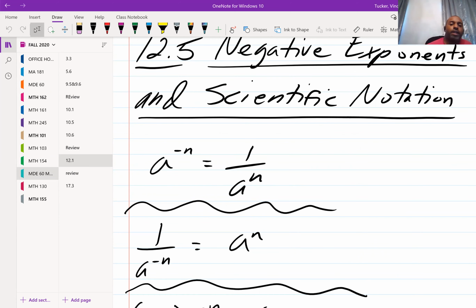If we have a to the negative n power, to make it positive, I can drop it down to my denominator. So that'll give me 1 over a to the n. Now, if I have my negative exponent in the denominator, I can make it positive by bringing it up to the numerator, which would just be a to the n.